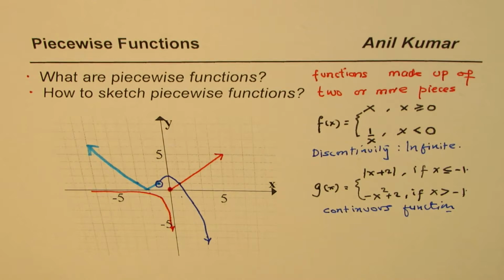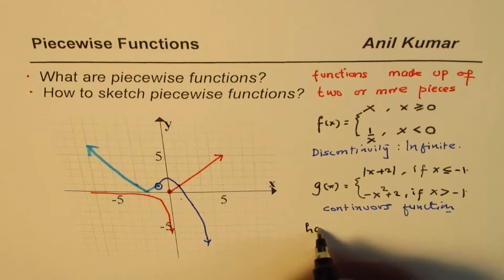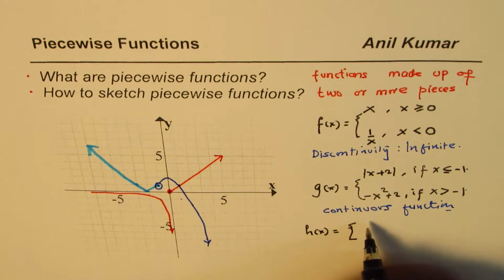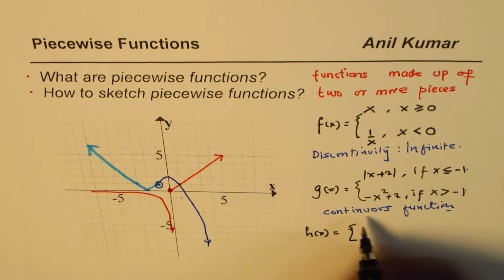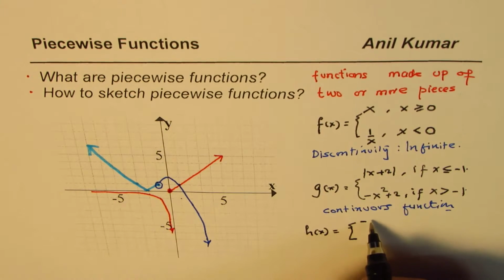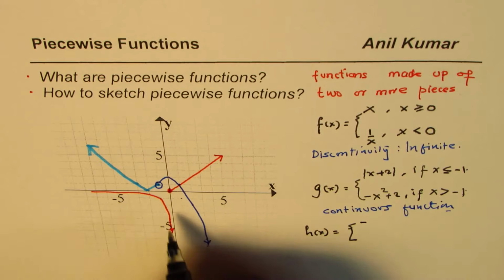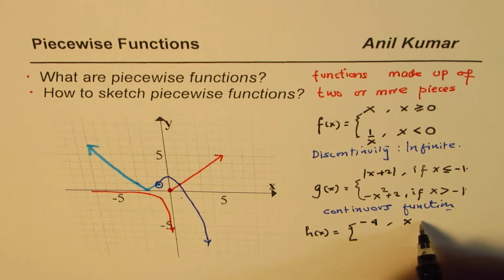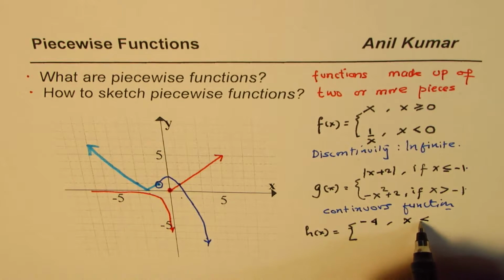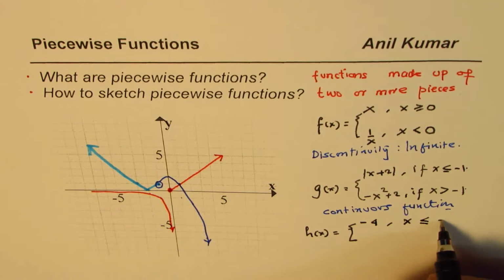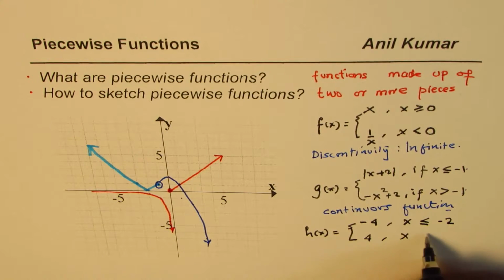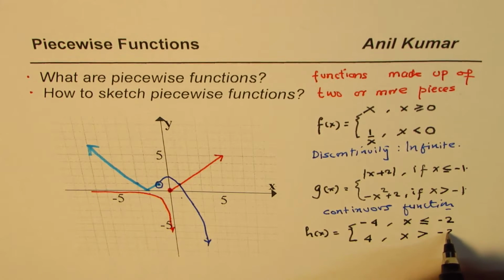Let me take one more example here. Let's say h of x, and let me define this function as equal to, let's say, minus 1. Let me write a bigger value. Okay, so let me say minus 4 when x is less than or equal to minus 2, and let it be plus 4 when x is greater than minus 2.